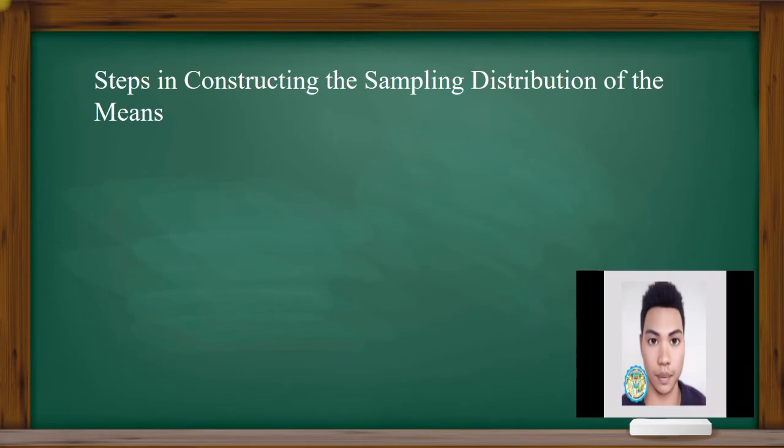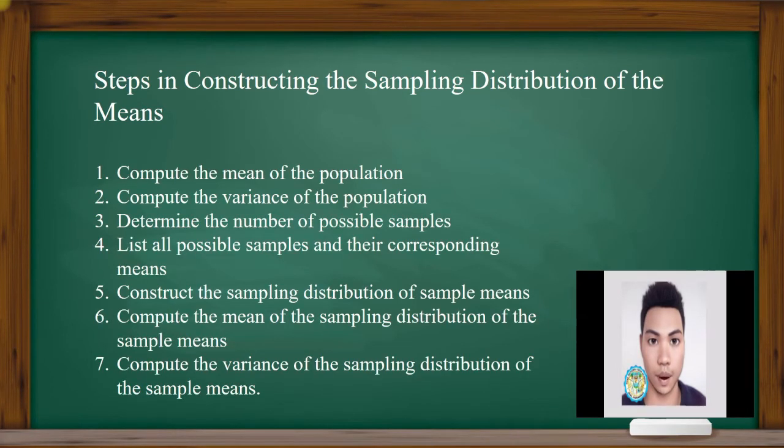Here are the steps in constructing the sampling distribution of the means. Number 1. Compute the mean of the population. Compute the variance of the population. Determine the number of possible samples. List all possible samples and their corresponding means. Construct the sampling distribution of sample means. Compute the mean of the sampling distribution of sample means. And compute the variance of the sampling distribution of sample means.